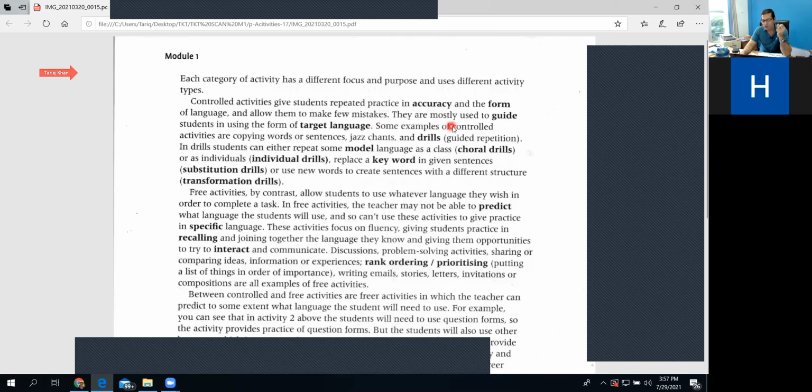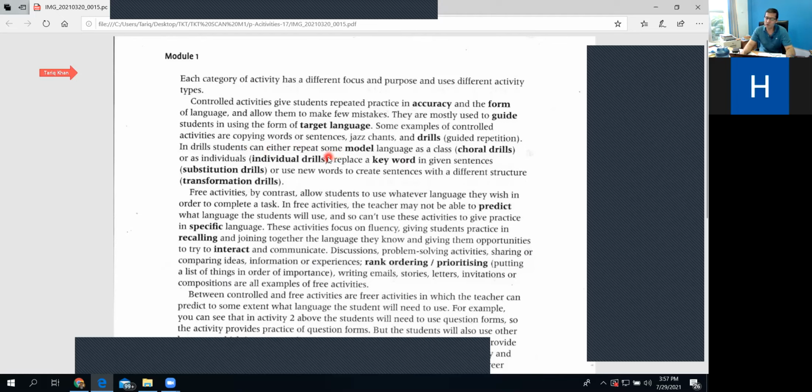They are mostly used to guide students in using the form of the target language. Some examples of control activities are copying words and sentences. Now these are the further control practice activities. They are giving you a variety of it, which you can underline and check. What are these types of activity and how are they done in the class?